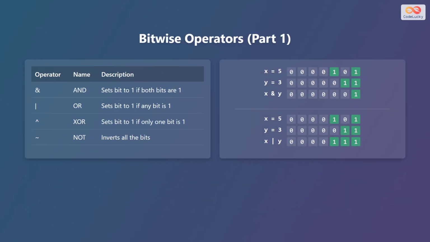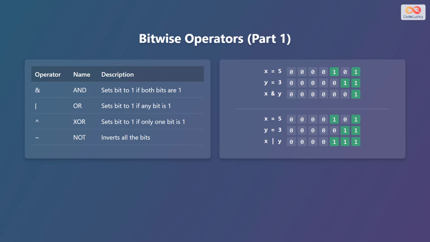Bitwise operators are used to perform operations on individual bits of binary numbers. The AND operator sets a bit to 1 only if both bits are 1. The OR operator sets a bit to 1 if either bit is 1. The XOR operator sets a bit to 1 if only one of the bits is 1. The NOT operator inverts all the bits, changing ones to zeros and zeros to ones.